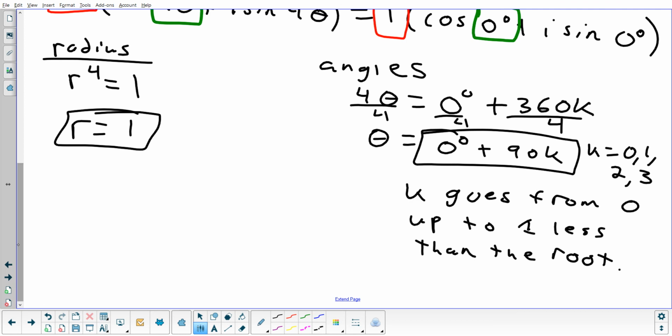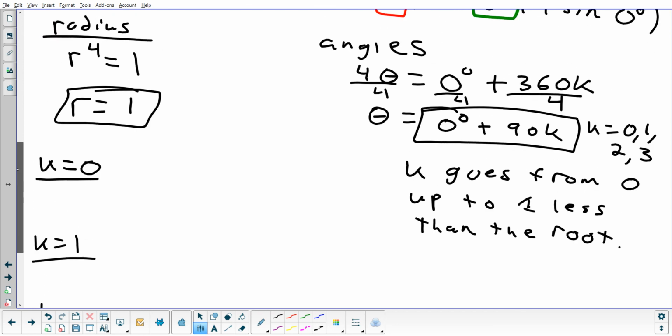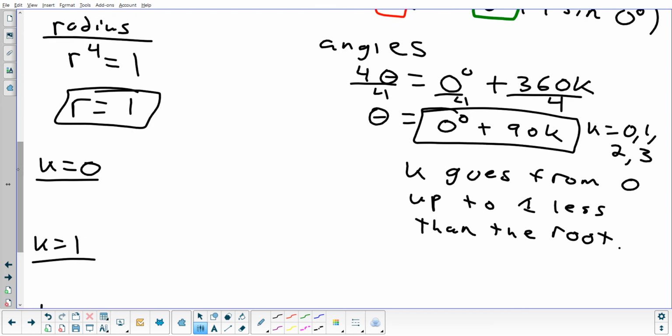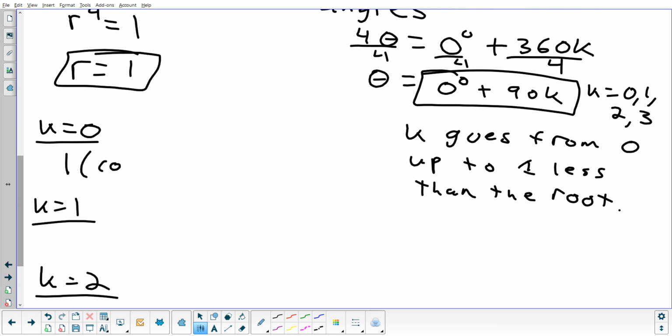Let's write out all our answers. We're going to have the k equals 0 answer, k equals 1, 2, and 3. Every answer is going to have a radius of 1. So technically, do you have to write it? No. But let's just write it.